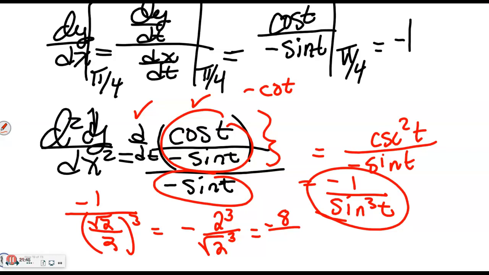What's the square root of 2 cubed? 4. Root 2 times root 2 times root 2. Also known as 2 root 2 or root 8, but I like to use 2 times root 2. Root 2 would be 2 root 2, right? 2 root 2. So I'm going to have a negative 4 over root 2.